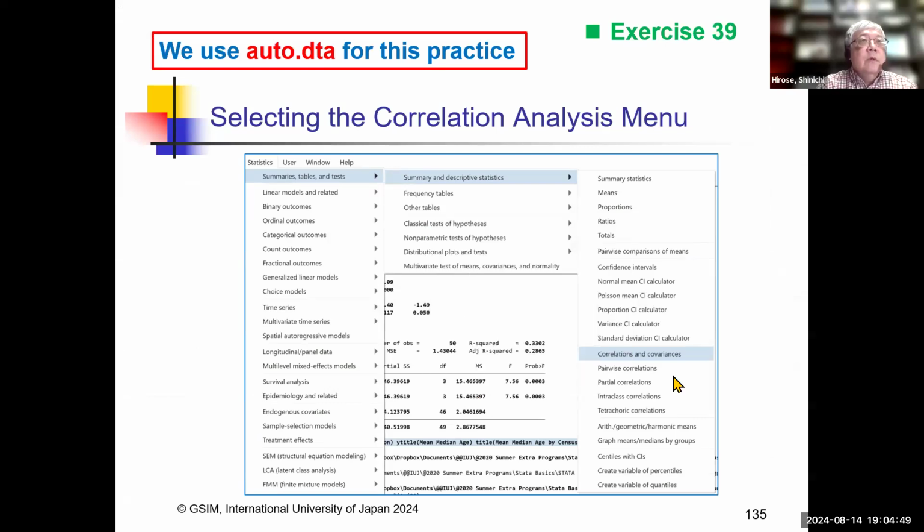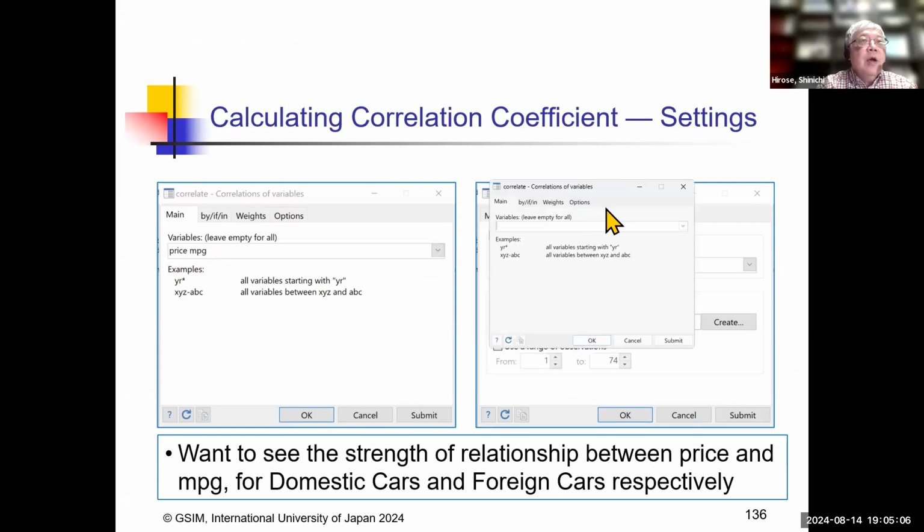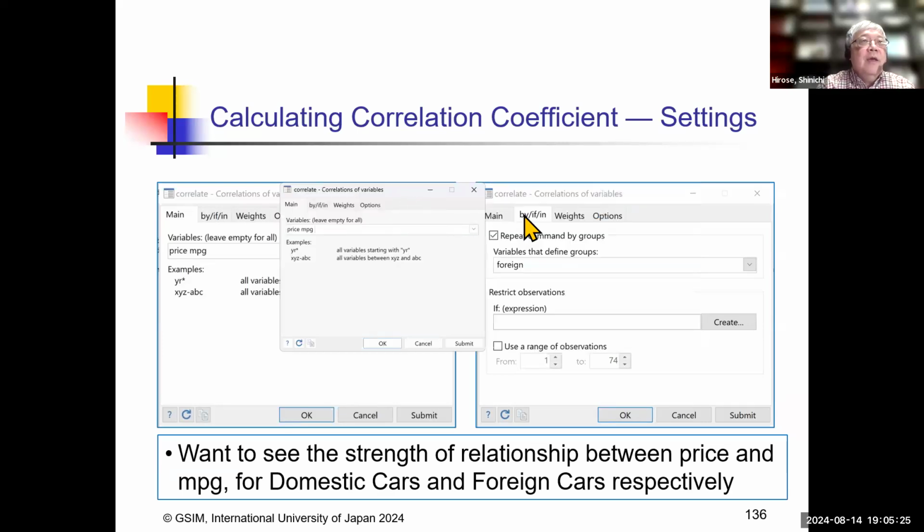Then the next step is, in the main tab, you choose price and miles per gallon first. In the main tab, you choose price. Where's price? On top. Price and miles per gallon. And the next, you go to the by, if, and in tab.